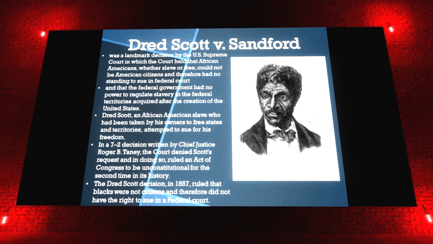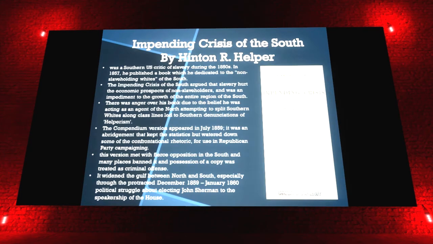So this led to even more conflict between the North and the South. Hinton Harper was a Southern U.S. critic of slavery during the 1850s. In 1857, he published a book which he dedicated to the non-slaveholding whites of the South. The Impending Crisis of the South, written partly in North Carolina, but published when the author was in the North, argued that slavery hurt the economic prospects of non-slaveholders, and that it was an impediment to the growth of the entire region of the South.